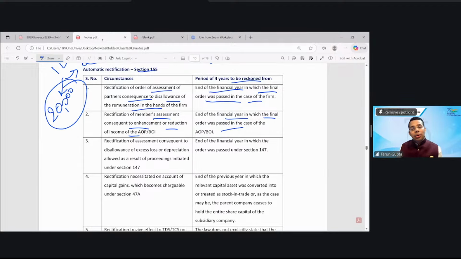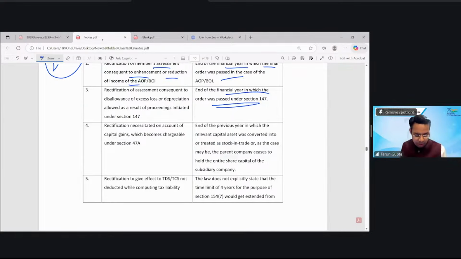Then, once the loss is deleted, my subsequent adjustment needs rectification. But it might be a case that 4 years may have elapsed by that time. So, in this case, there would be automatic rectification, and 4 years shall be reckoned from the end of the financial year in which the order was passed under section 147. Logical?